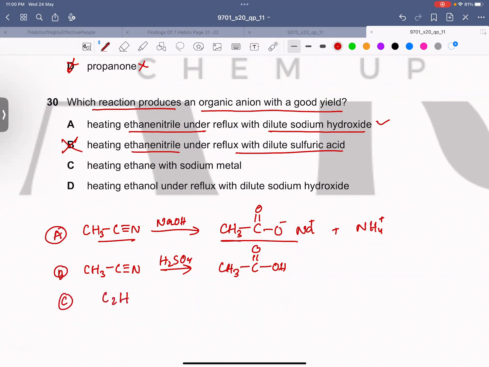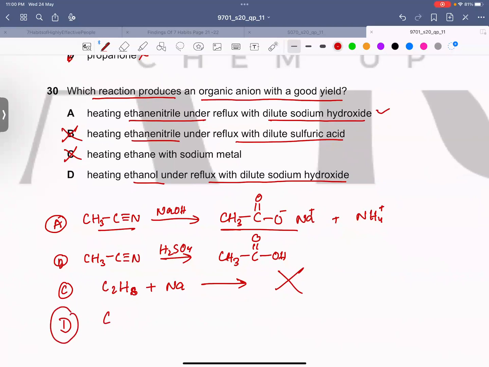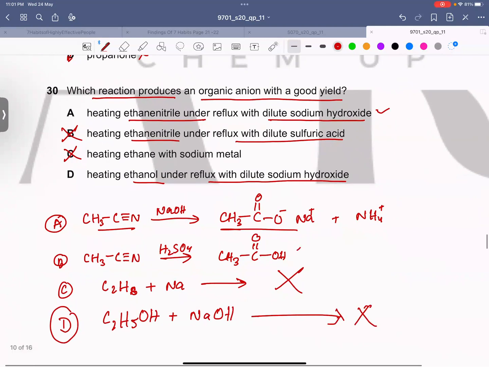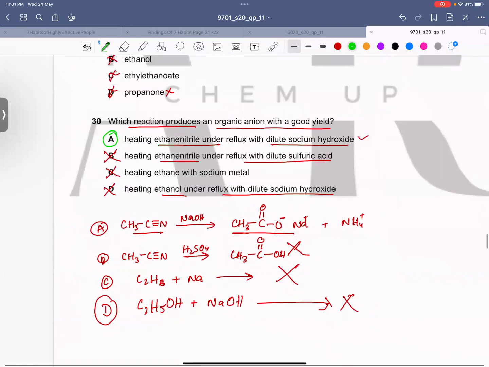Okay, heating ethane with sodium metal. So ethane is C2H6 with sodium metal. What would be the reaction? No reaction. Sodium metal will react with carboxylic acid and alcohol only. So C goes wrong. Now D. Heating ethanol under reflux with dilute sodium hydroxide. Ethanol is an alcohol, and alcohol doesn't react with sodium hydroxide. Alcohol just reacts with sodium metal. So in this case, again, no reaction would occur. So B, C, and D go wrong, and your correct answer would be A. Is this clear to everyone?